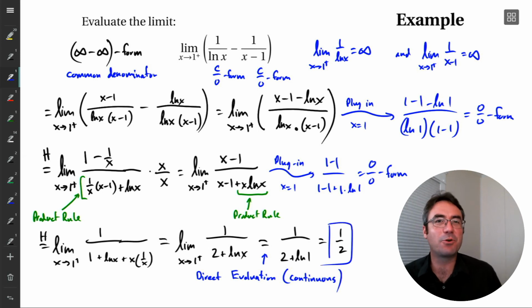All right, so just a little bit more fun there for L'Hopital's rule. All right, so we'll look at some more indeterminate forms coming on up.